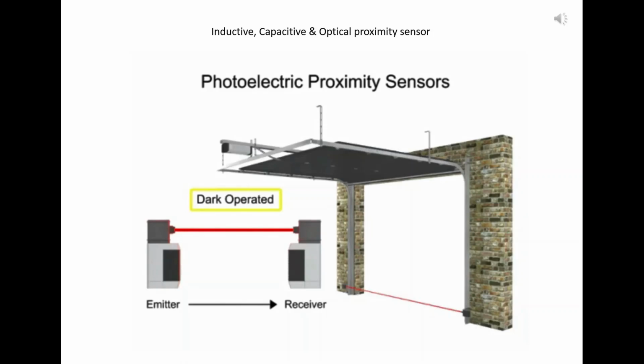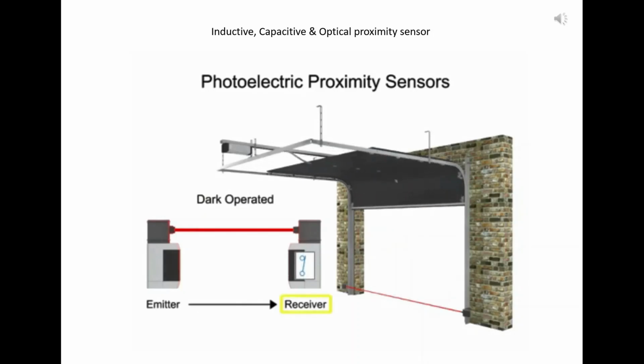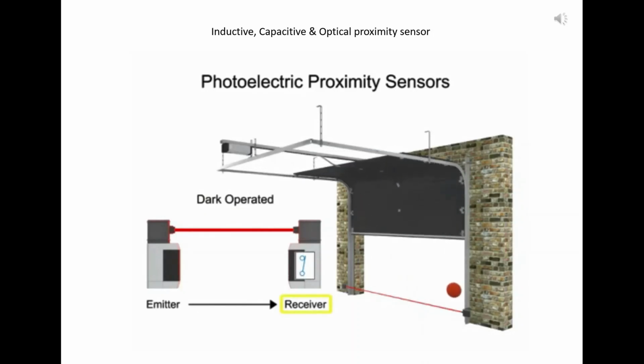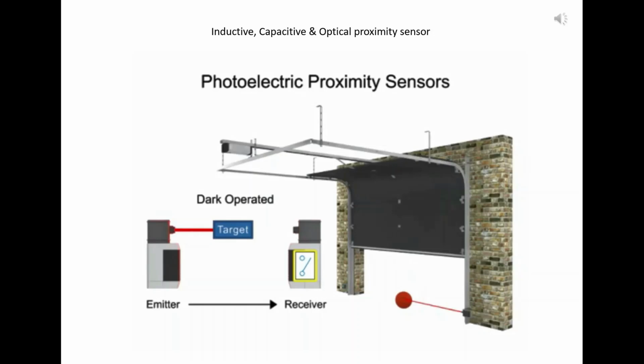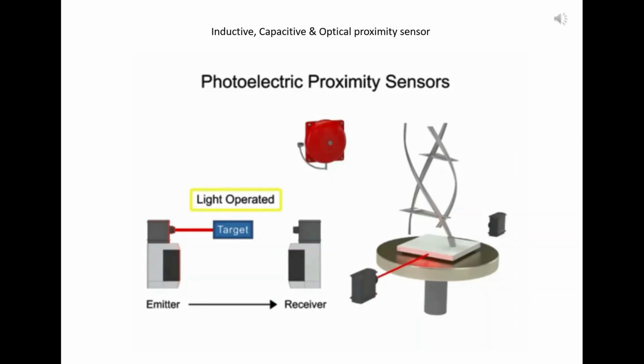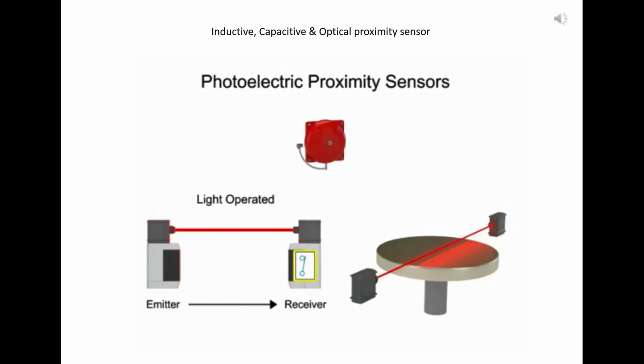In this dark operated mode example, the beam of light is being received by the garage door receiver. When a target enters the beam of light, it activates the switch, which will stop the garage door from closing. Conversely, in this light-operated mode example, the absence of light being received by the receiver is normal. When the object is removed from the table, the switch is triggered and the alarm will sound.